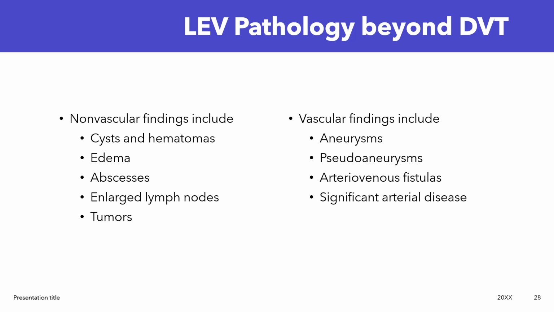And then enlarged lymph nodes you can see as well. We'll talk about that in a second. And then tumors. Vascular findings, aside from a DVT, could include arterial aneurysms, pseudoaneurysms, which could be iatrogenic in nature, where maybe an artery was nicked during some sort of procedure, bled out around itself, and then closed itself back up, but that bleeding out area looks like an aneurysm even though it's closed off. Arteriovenous fistulas that we just discussed, and then significant arterial disease.